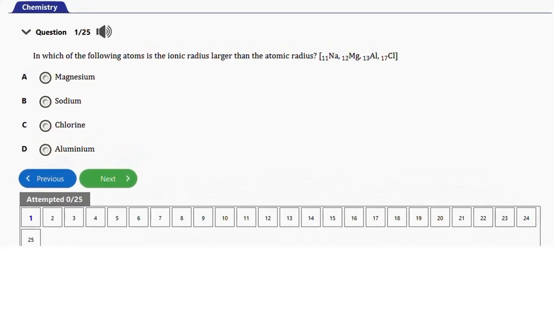In this video, we're going to learn how to solve these chemistry problems under elements in the periodic table. So guys, we have 25 repeated questions to practice with in this video.